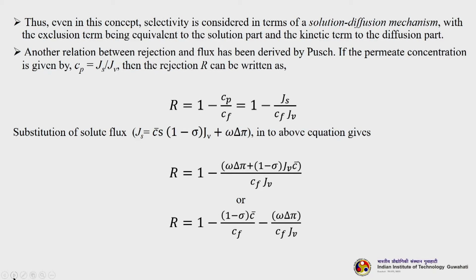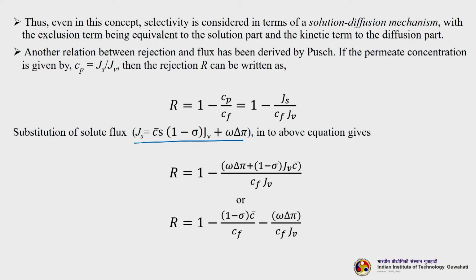Another relation between rejection and flux has been derived by Pusch. If the permeate concentration is given by Cp equals Js by Jv, then rejection R can be written as 1 minus Cp by Cf, or 1 minus Js by Cf Jv. So, we are expressing rejection in terms of two different fluxes, solute flux as well as volume flux. Now, substituting the solute flux in this equation, which we have discussed earlier, we get R in terms of omega, delta pi, Jv and Cf.